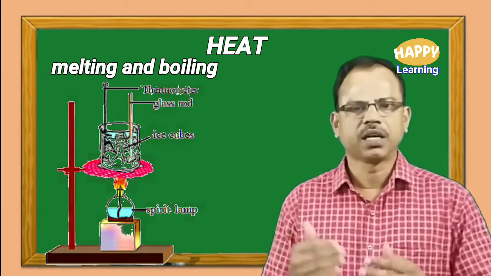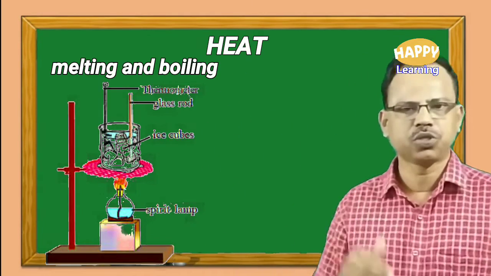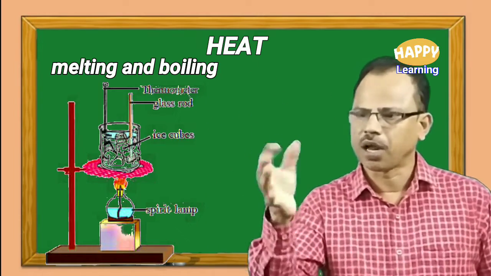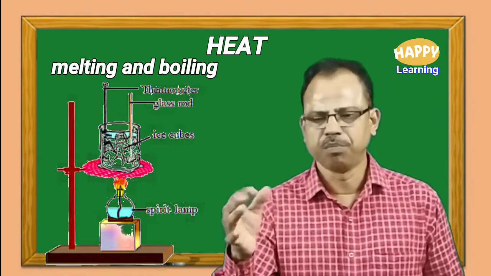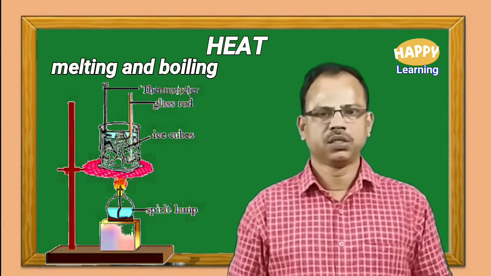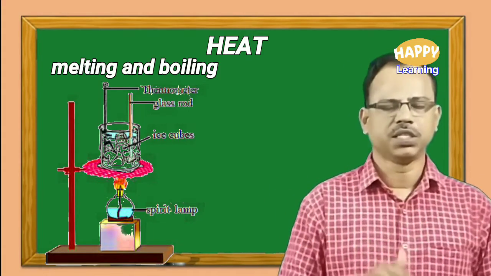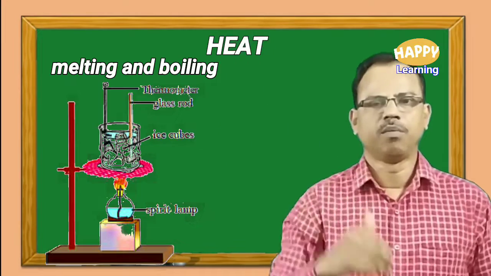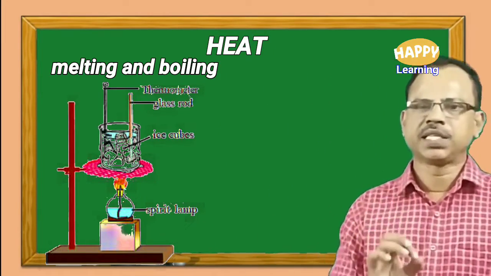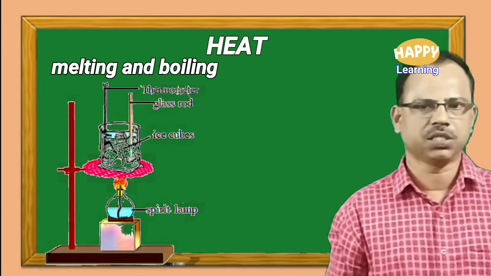Take a beaker, add some ice cubes, and put a thermometer into the beaker. Remember, you have to choose a thermometer which can read negative temperature, that means less than 0 degrees Celsius, and also above 100 degrees Celsius. That means it should have the range from minus 10 degrees Celsius up to plus 110 degrees Celsius.